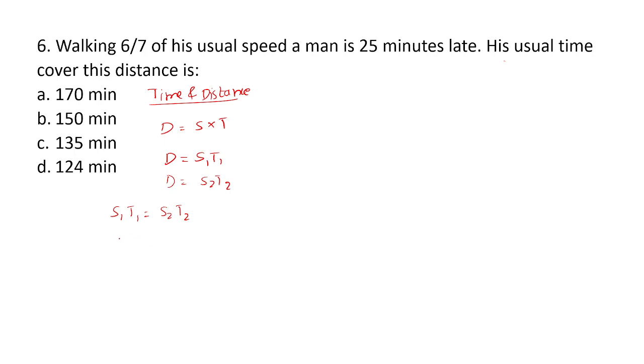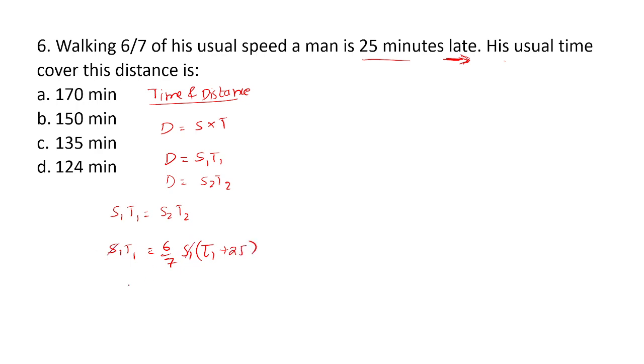Nice. S1 and T1 stay the same, where S2 is what? 6 by 7 of its usual speed. So it's nothing but 6 by 7 of S1. Whereas T2 will be what? It is given 25 minutes late. Late means what, guys? If you usually reach the college by 9, but someday you travel at less speed and you reach by 9:25, is it taking more time or less time? More time. So you need to add 25 to the given usual time. So T2 equals T1 plus 25. Clear? This is the equation, that's it.